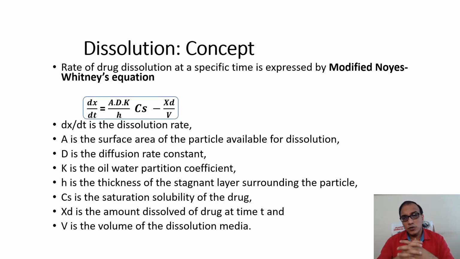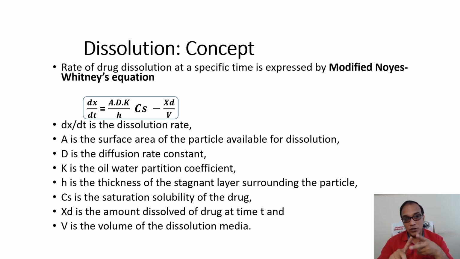The rate of drug dissolution. What is the basic concept? The rate of drug dissolution at a specific time is expressed by modified Noyes-Whitney's equation. dX/dt = ADK/h (Cs - Xd/V), where dX/dt is the dissolution rate, A is the surface area of the particle available for dissolution. It is called the effective surface area. Please do remember. And it is the surface area available for dissolution.